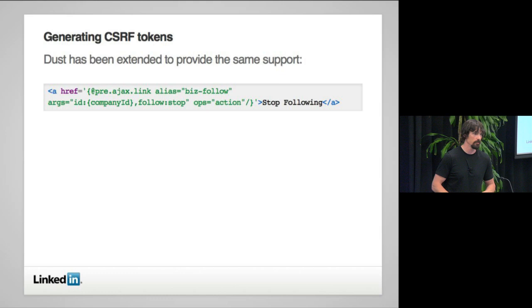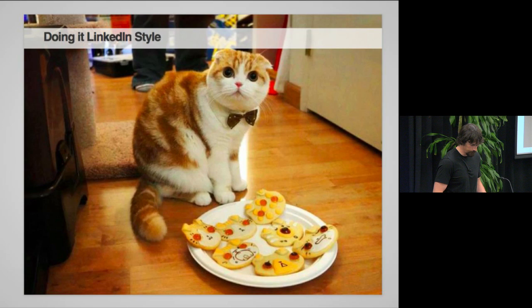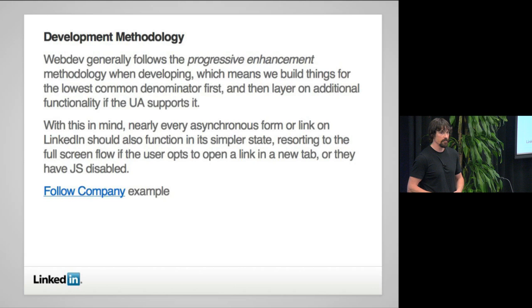So how do we do it at LinkedIn? First up is our methodology on web dev. This is common to pretty much everything we build in web dev, where we've adopted a thing called progressive enhancement, which means that we start from the base functionality of a web page, and we assume that the lowest common denominator is using it, which means a form has to submit. You have to be able to go through a flow.